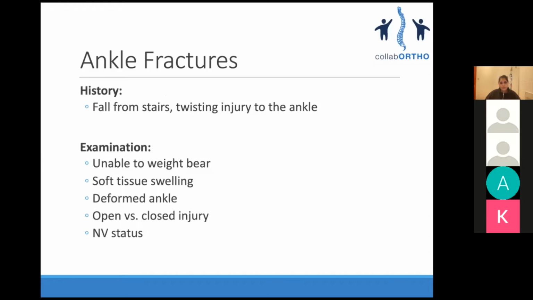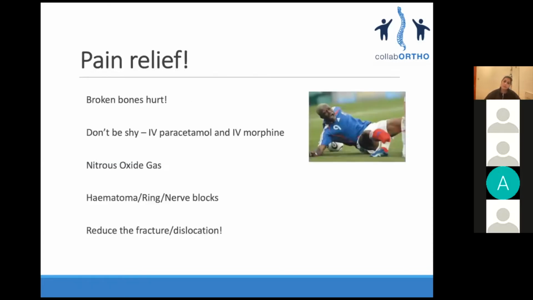So could I just ask a quick question on the pain? Of course. So sometimes patients will be on 4 to 6 hourly oxynorm and still complaining of pain. Can I give more than that?